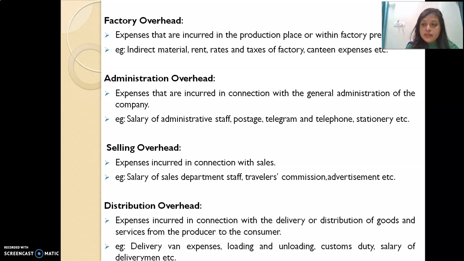They are direct material, direct labor, and direct expenses. Then again there are indirect labor, indirect material, and indirect expenses. All the indirect costs, that is indirect material, labor, and expenses, together are called the overheads. And the overheads are again classified as factory overhead, administration overhead, selling and distribution overhead. So I hope you have understood what the elements of cost and its classifications are clearly.